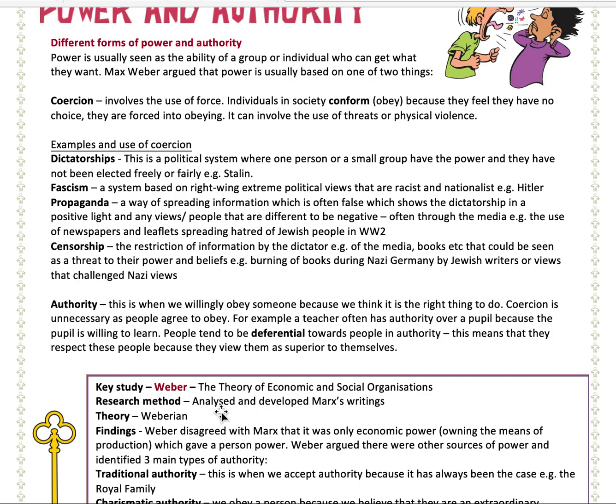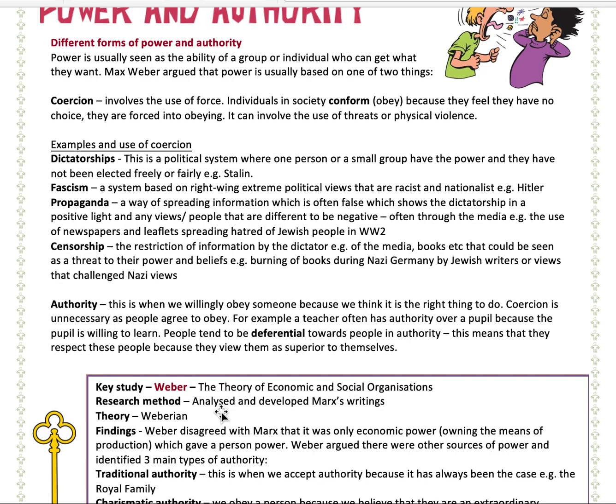Authority is when people willingly obey. They agree with their sentiments. They think it's the correct thing to do. So if you think of like a school setting, generally teachers obviously have authority because most of the time children want to follow the rules. They think it's the right thing to do. They want to learn. So they respect those in authority.